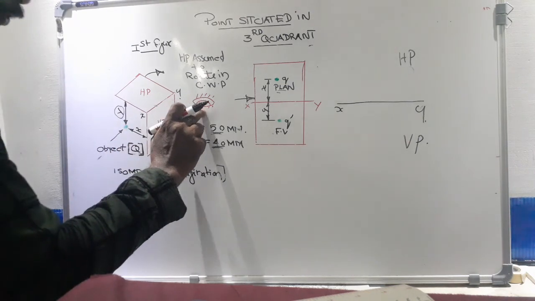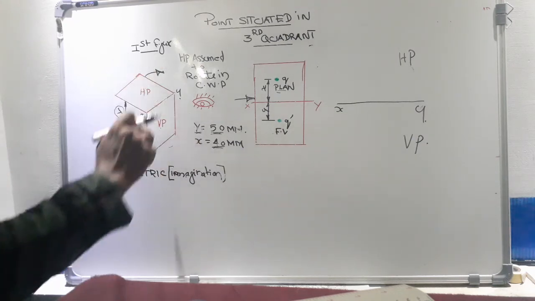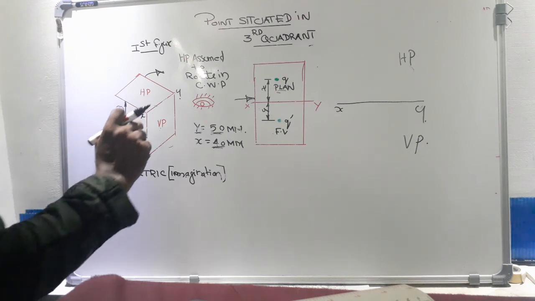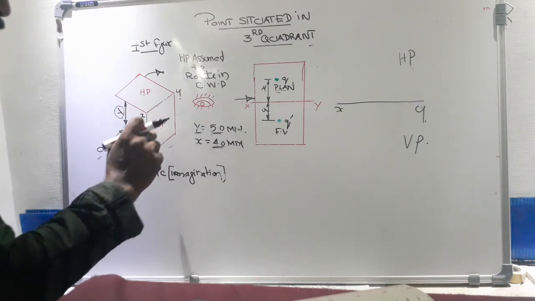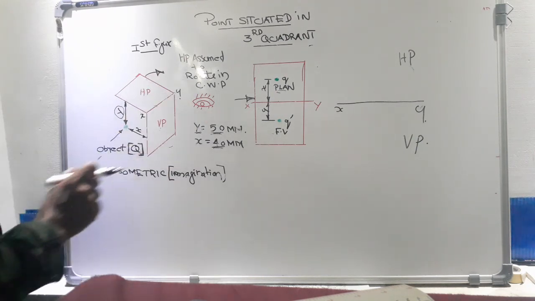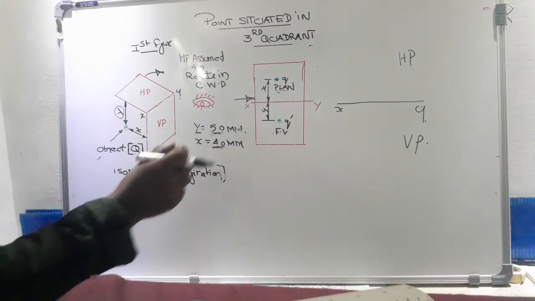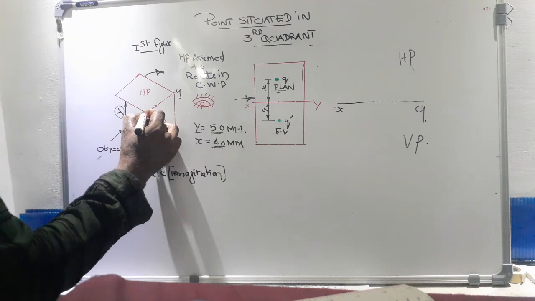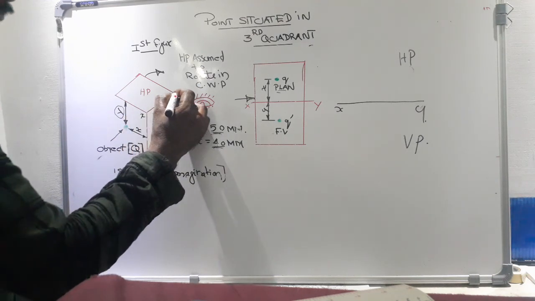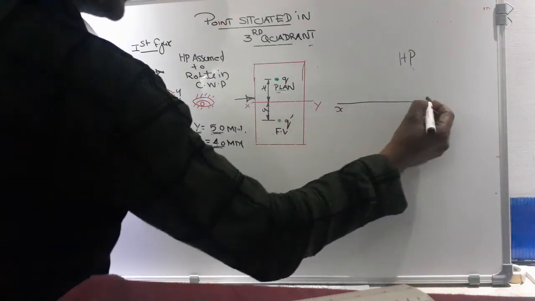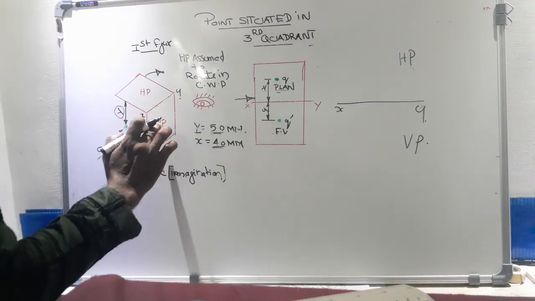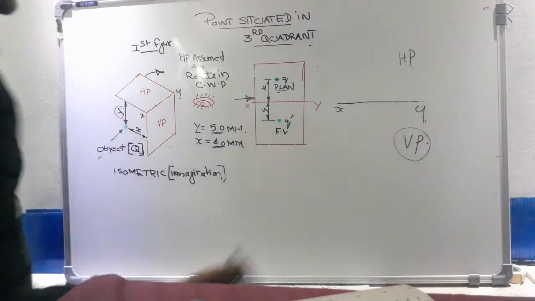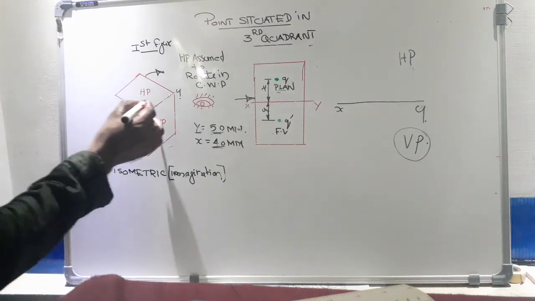According to the observer's point of view, first we have to draw its front view. To draw the front view, we need a plane, and that plane is the vertical plane. First we draw a reference line. Below the reference line we mark the reference plane, that is called VP.